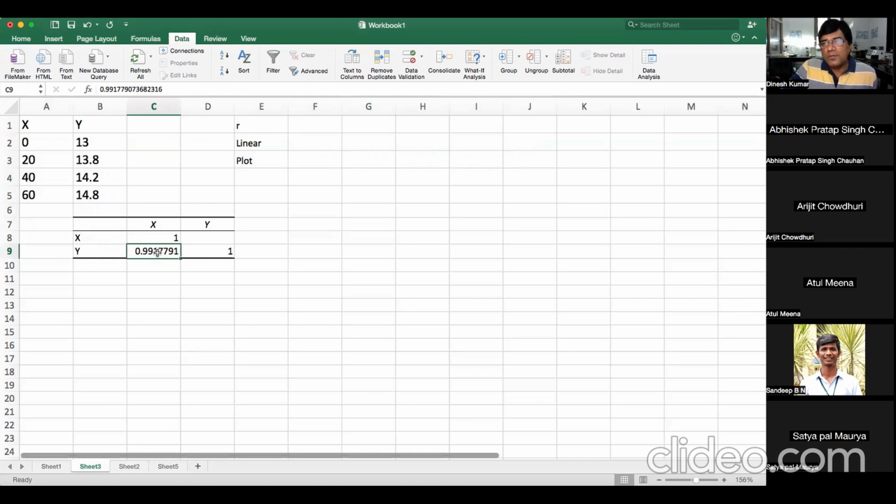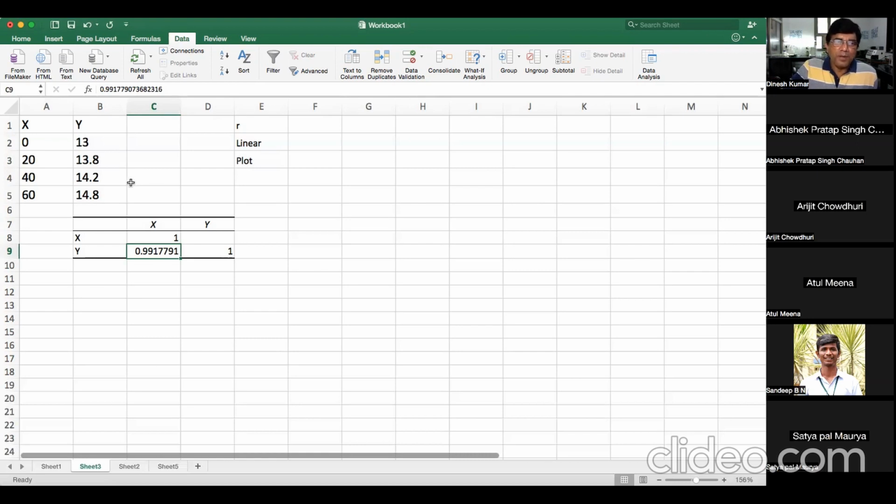Also try to do it manually. You can calculate the mean of X, mean of Y, and then calculate the corrected sum of squares, like small x, x minus x bar, y minus y bar, square them and put them in the formula and calculate the correlation coefficient: summation xy upon under root summation x square, summation y square. You will get the correlation coefficient, and here also.